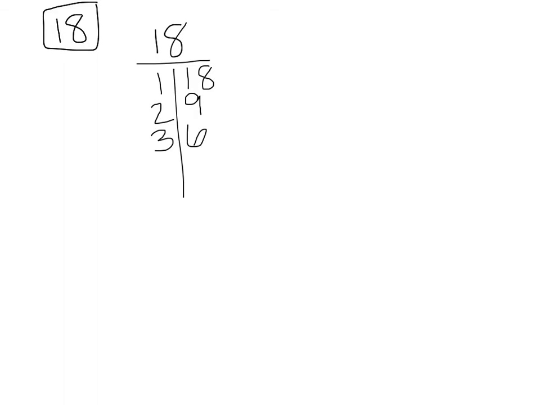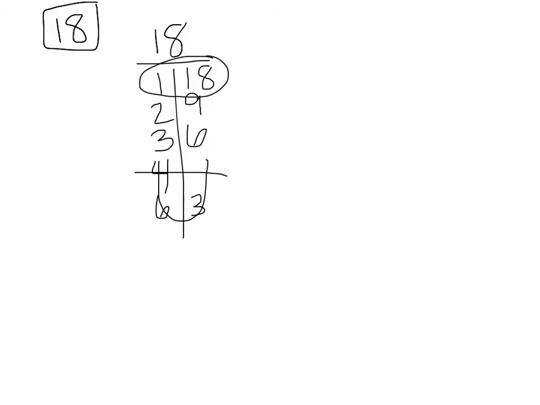Is there anything times 4? 4, 8, 12, 16, 20. I skipped over it, so not 4. I know it's not 5 because the ones place is not a 5 or a 0. And then here I've got 6 and 3. Well, that's already looping back over. I don't need to repeat it.